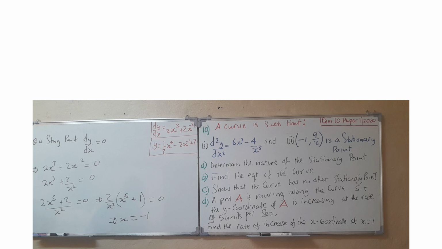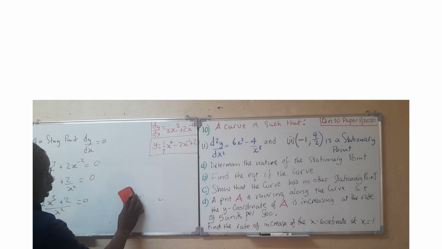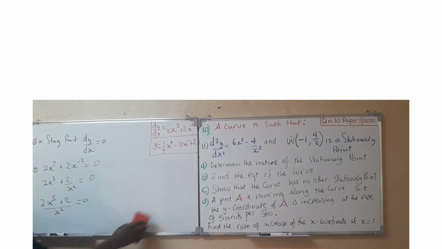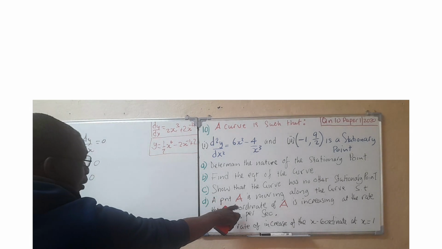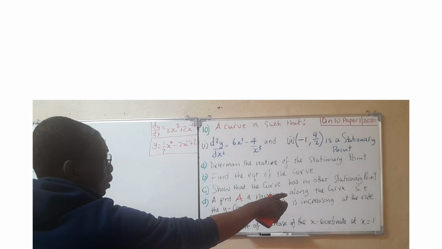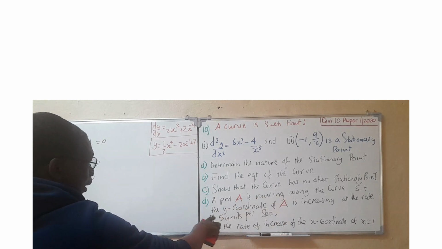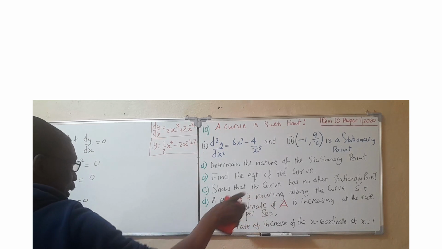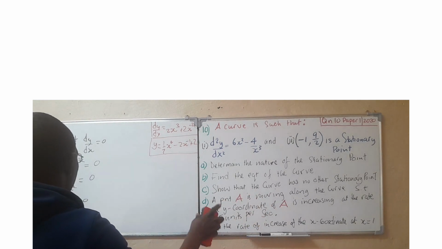Okay, our next question, a little bit more involved. If we have done C, show that the curve has no others. Yes, we did. So now we are at D. Now D says a point A is moving along the curve such that the y-coordinate of A is increasing at the rate of 5 units per second.